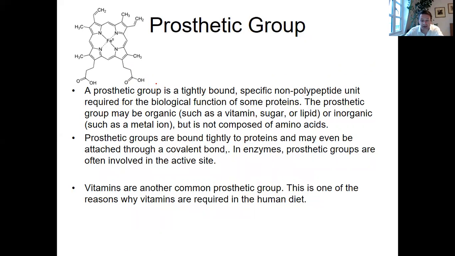Prosthetic groups is a non-polypeptide unit. So this, for instance, is the prosthetic group that you'd have in hemoglobin. It can be organic or inorganic, such as the metal ion, but it's not made of amino acids. So they're tightly bound to proteins, and you can even have a covalent bond.